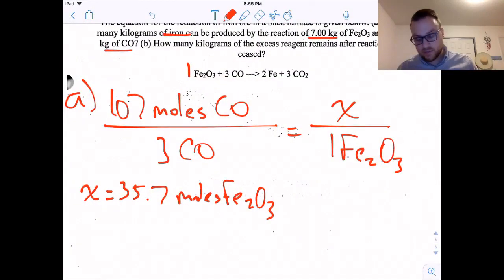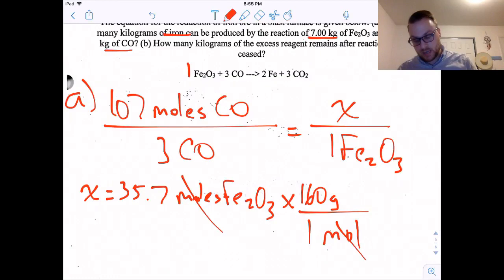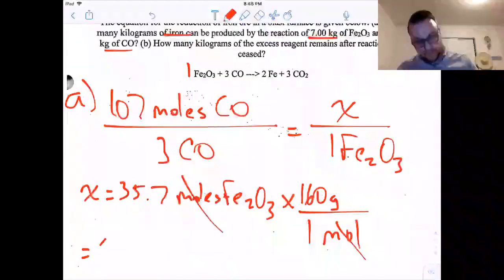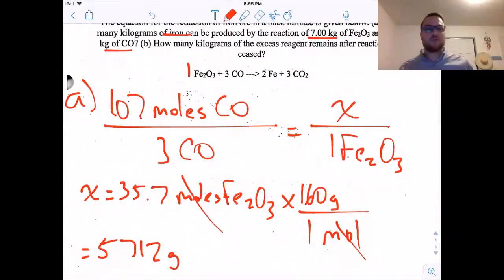Oh god, how much was this? I forgot how much it weighed. We said iron 3 oxide weighed 160 grams per mole. So we multiply this by 160 grams because that's 1 mole. Those cross out, and we get 5,712 grams of iron 3 oxide are reacted.